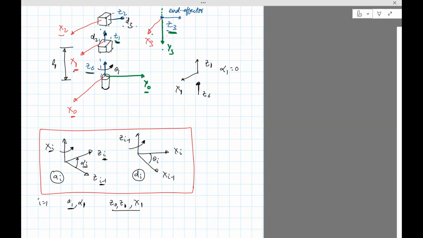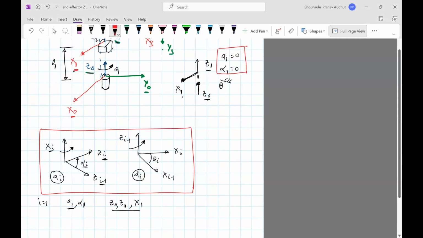Then we need to compute A1. That's going to be the distance between Z0 and Z1 along x1. So let's look at the distance between Z0 and Z1 along x1. You need to find the distance along this axis. But since Z0 and Z1 are along the same line, the distance is 0. Now, if Z0 was something like this, then the distance would be non-zero. This would be the distance between Z0 and Z1. But in this case, that's not true. They are parallel. So A1 is 0. So that's what we got from the first one.